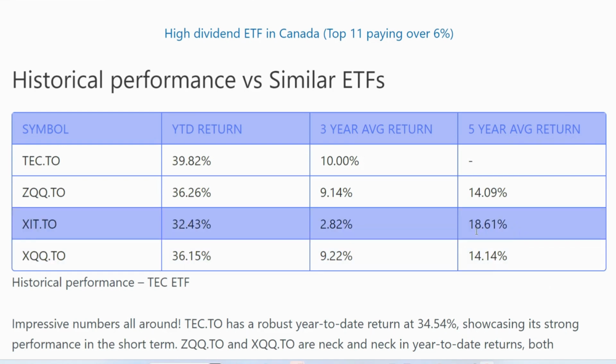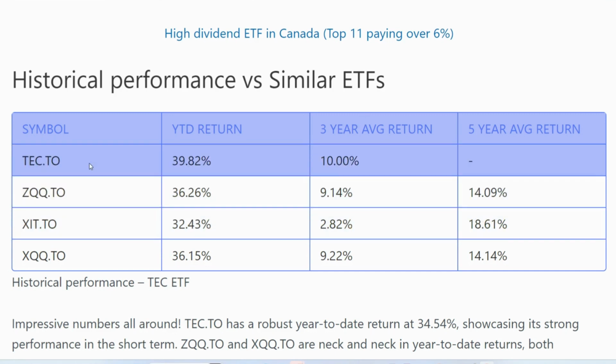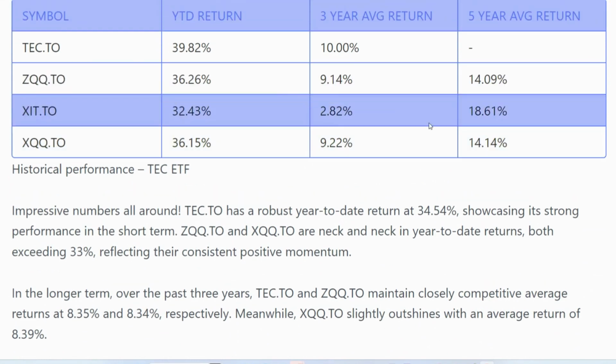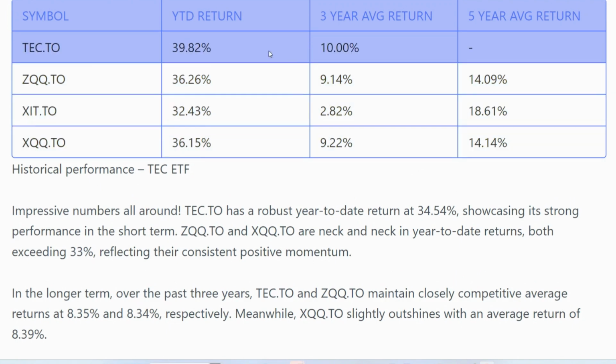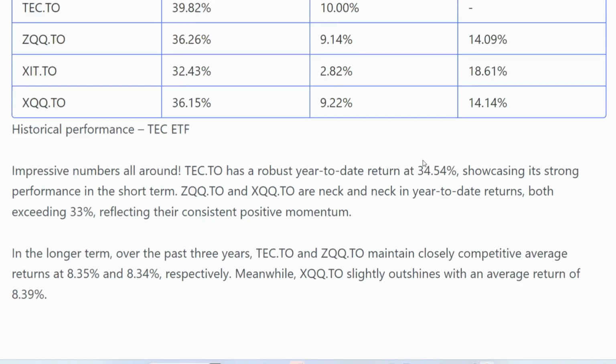If you look at XIT with an 18.61% 5-year average return, this is really an amazing number. For 3 years, we can see that TEC is at the top. Even year to date, they're also at the top. So it's a strong fund compared to other tech ETFs. Talking about historical performance here, TEC had a better historical performance in the 3-year span and the year to date span. And overall, the technology sector had great numbers. ZQQ also has great numbers there. But particularly here, TEC has been really good so far.